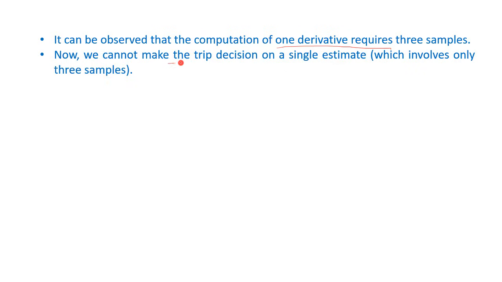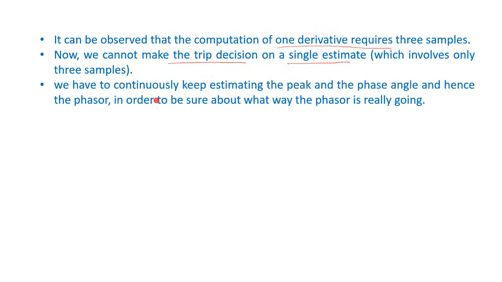Now we cannot make the trip decision on a single estimate. It seems that we can do it with a single estimate, but it is not possible because for calculating the derivative quantity we need 3 samples at least. So we have to continuously keep estimating the peak and the phase angle, and hence the phasor.